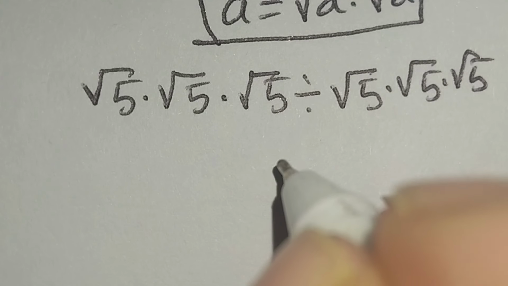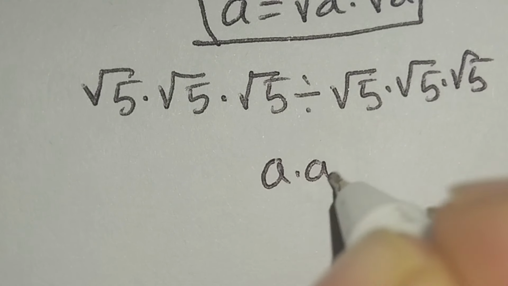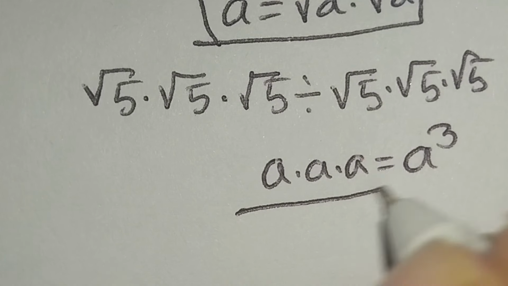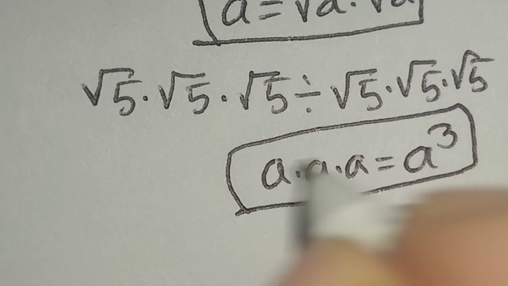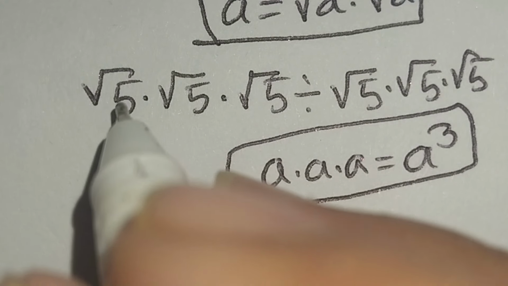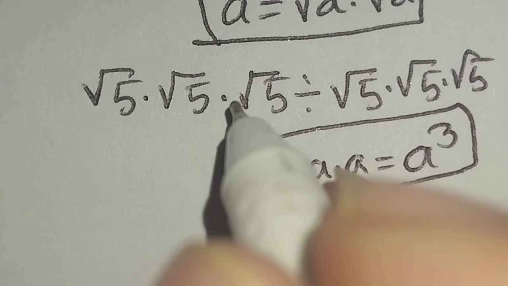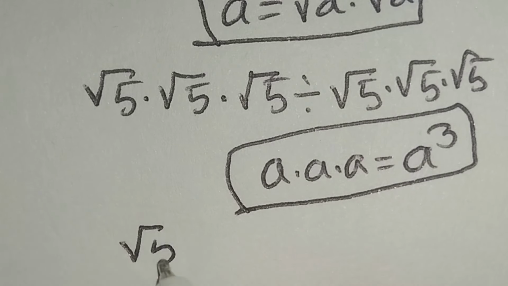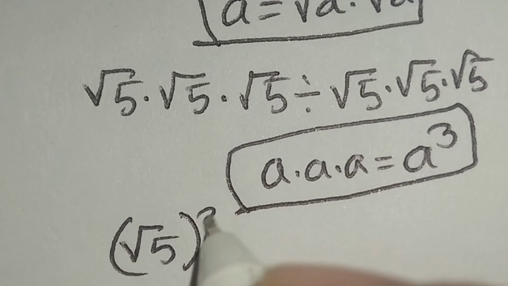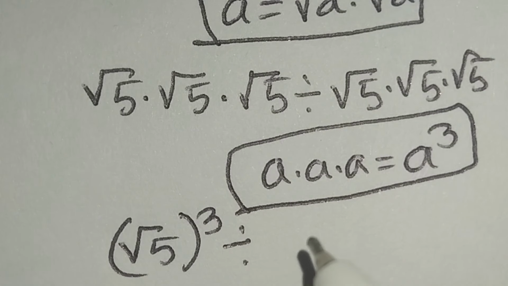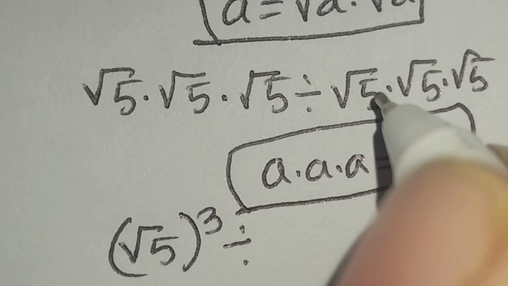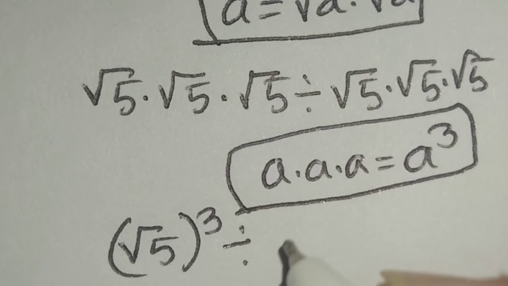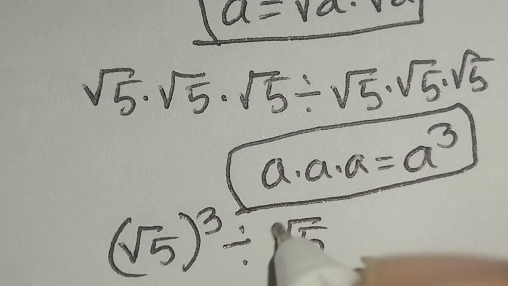We know a times a times a is equal to a cube. According to this property, we can write this square root of 5 times square root of 5 times square root of 5 as square root of 5 whole cube, divided by, also we can write this square root of 5 times square root of 5 times square root of 5 as square root of 5 whole cube.